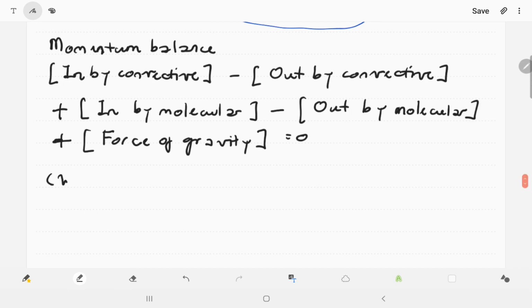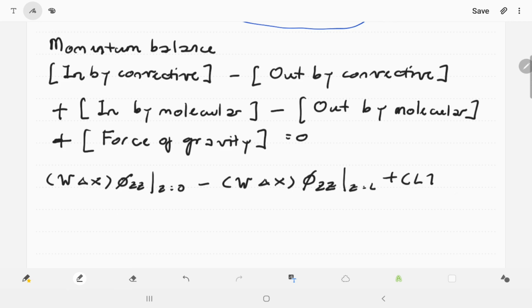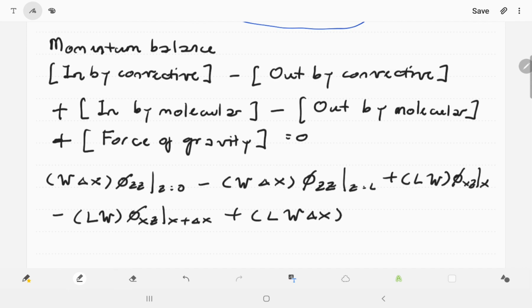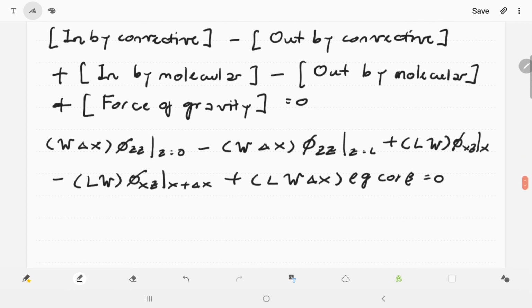So let's start with putting that in. W multiplied by delta x phi zz at z equals 0, minus W delta x phi zz at z equal L, plus L W phi xz at x, minus L W phi xz at x plus delta x, plus L W delta x rho g cos beta is equal to 0.